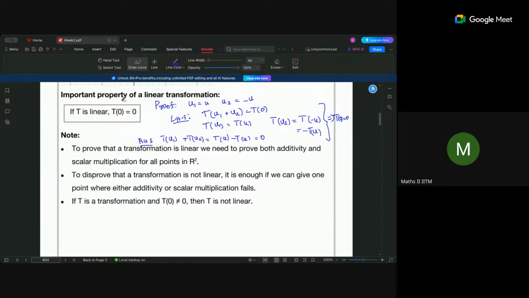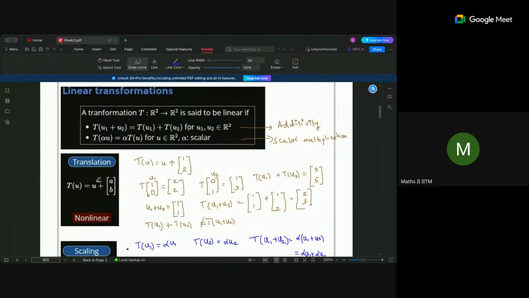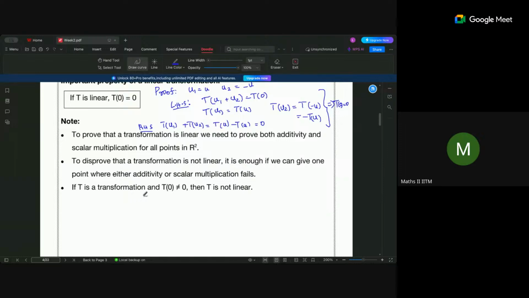And the other concept is that if T is a transformation and T of 0 is non-zero, then T is not linear. So now can we use that to check that this is non-linear? So this property, if T is a transformation and T of 0 is non-zero, then T is not linear. Now let's try to use this to prove that translation is not linear.